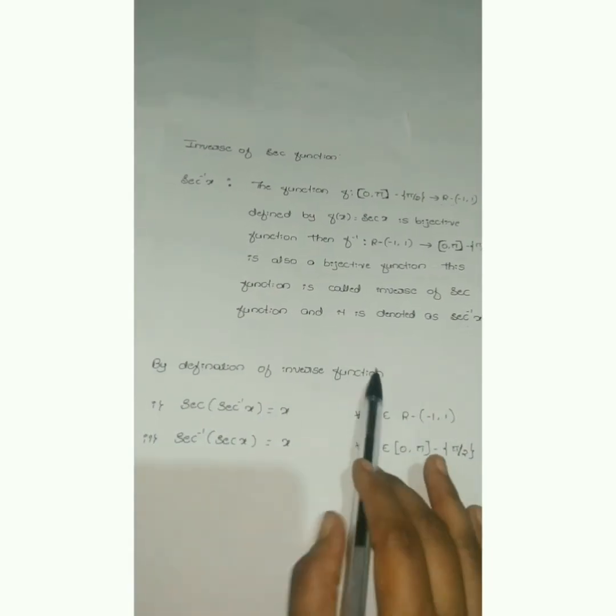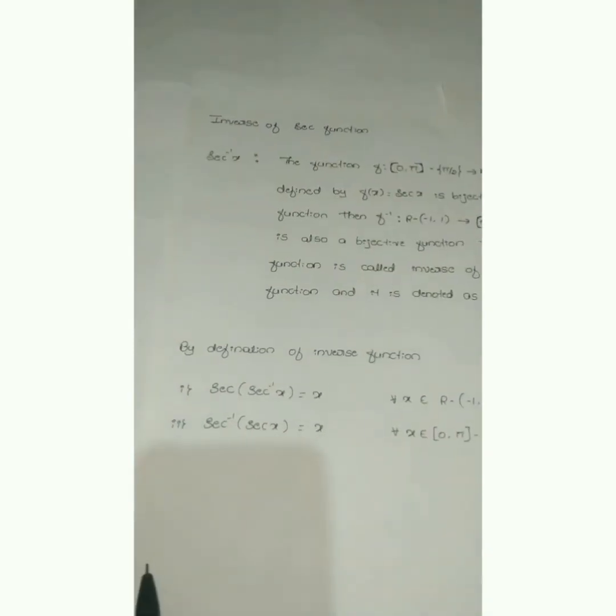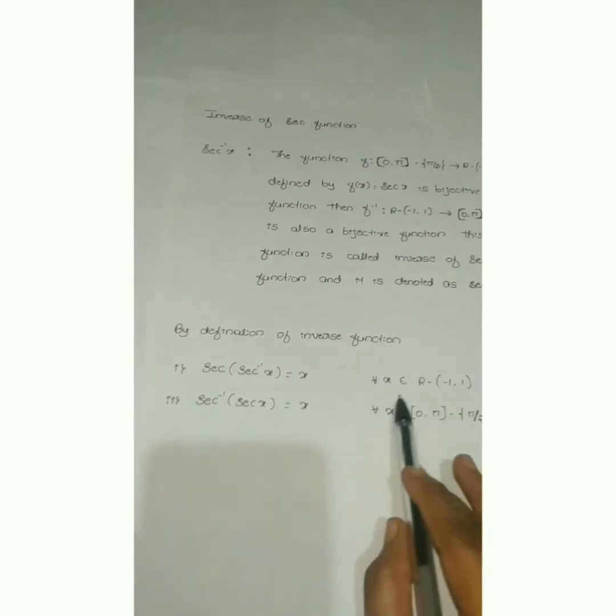By the definition of the inverse function, secant of secant inverse x is x, or sec of sec inverse x is x for all x belonging to the range of the sec function. And as a second note, sec inverse of sec x is also x for all x belonging to the range of the sec inverse function. This is the definition and graphical representation of the sec inverse function.